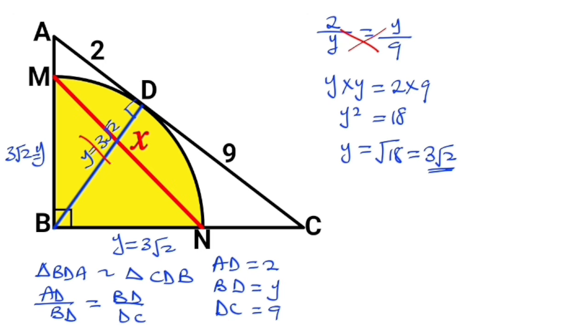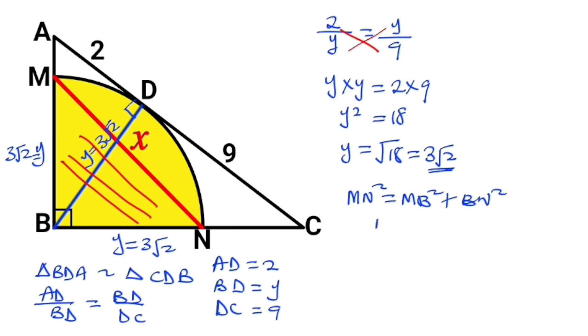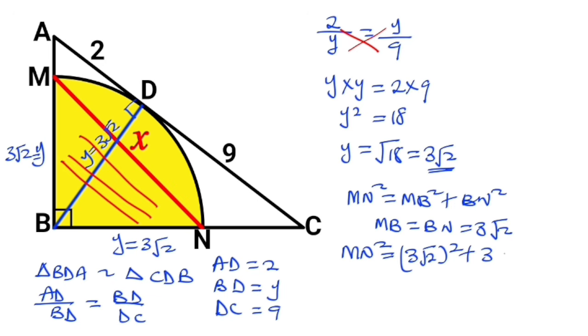Now, to find MN, let's focus on triangle MBN. Triangle MBN is a right triangle. From Pythagoras' theorem, MN squared is equal to MB squared plus BN squared. MB is equal to BN, which is 3 root 2. If we plug in this value in the above expression, we will have MN squared is equal to 3 root 2 squared plus 3 root 2 squared.